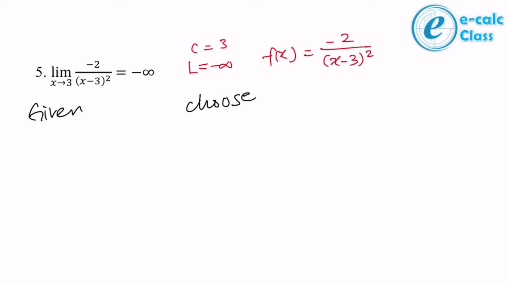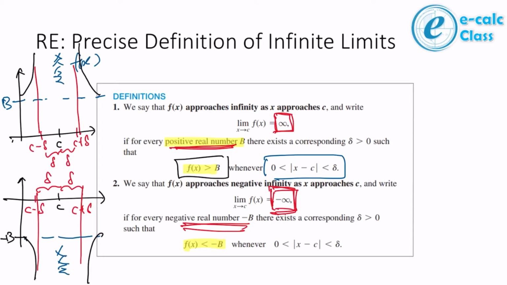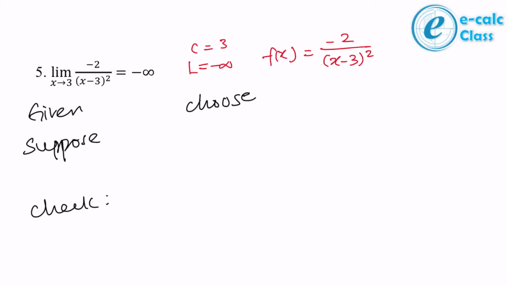Okay, negative b is a negative real number, means, let me write out the template: choose, then suppose, check. Okay, given, you see, negative b is a negative real number. So we should write given negative b smaller than 0. Okay, choose delta equals to some value in terms of b, and I think in this case it will be quite complicated.